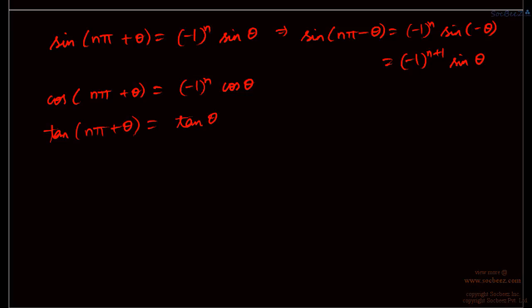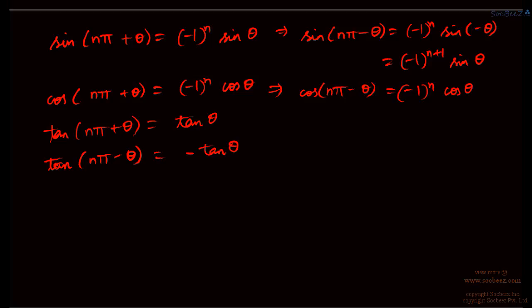Some other formulae are tan of n pi minus theta. Now from here we had cos, putting theta as minus theta, we see that cos of minus theta is still cos theta. Cos is actually an even function, so cos of minus theta is always cos theta. So this is still minus 1 power n cos theta. So just taking the ratio here, we get that tan of n pi minus theta is actually minus tan theta.